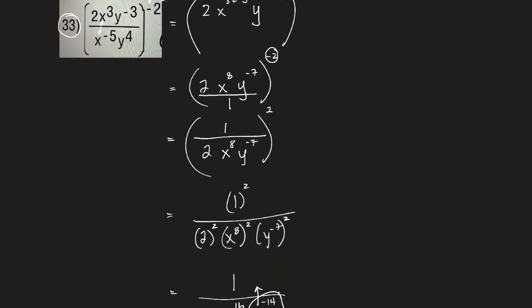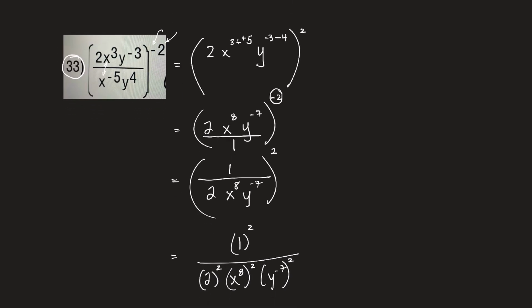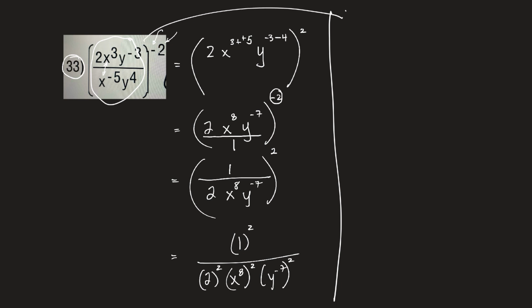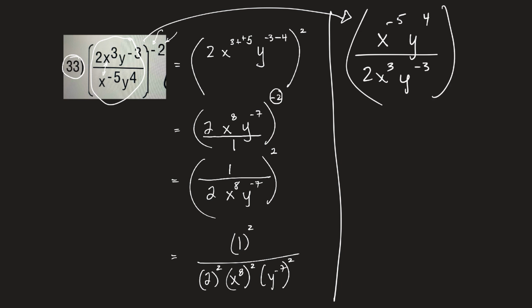Now, let me just do it the other way and just see if that feels better. So rather than changing stuff in the middle first, let's deal with this negative 2 first. So I'm going to flip everything over. X to the minus 5, y to the 4th, over 2x cubed, y to the minus 3, all to the, instead of negative 2, it'll be a positive 2. Well, I forgot my negative there originally.